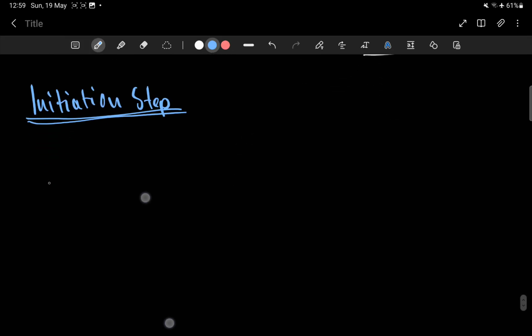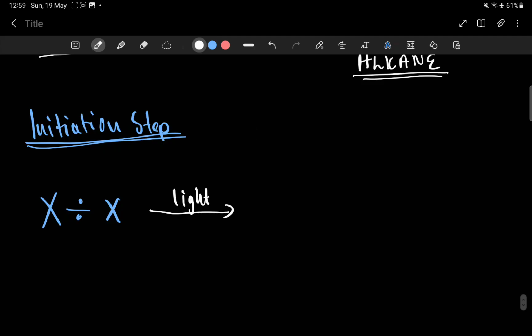What happens is we have 2 guys, okay? An X and an X. They are bonded together like this. And these are the group 7s, like chlorine and chlorine. They're bonded together. Now, what they're going to do is they're going to absorb light and they are going to split up.